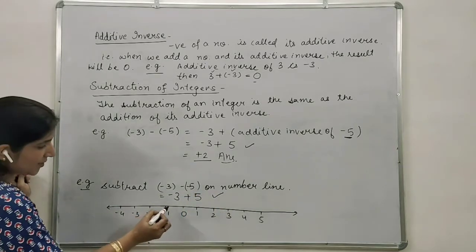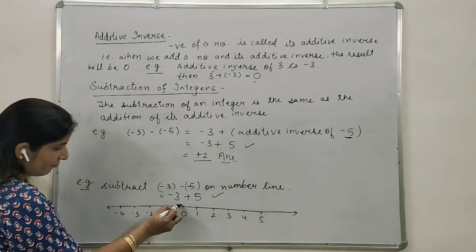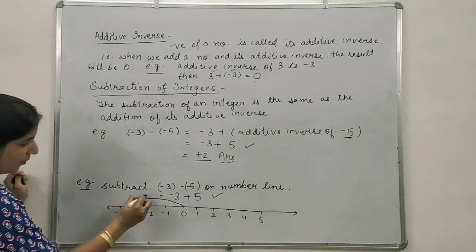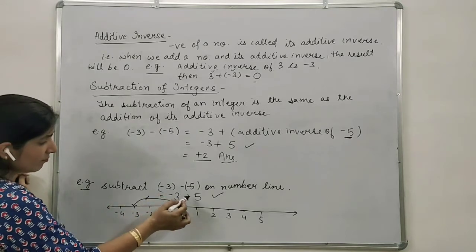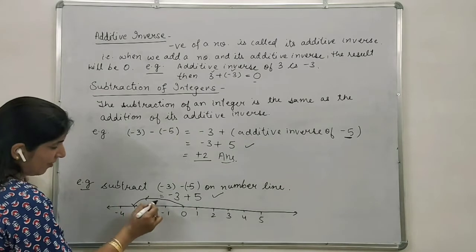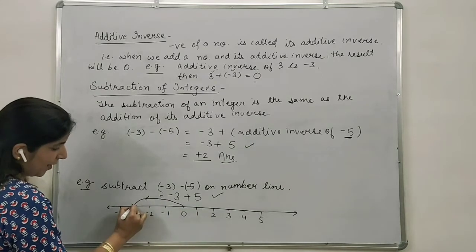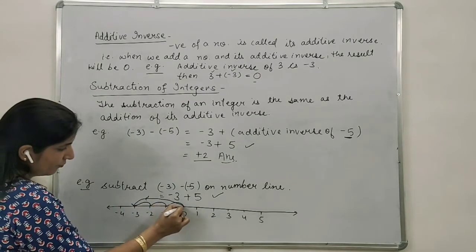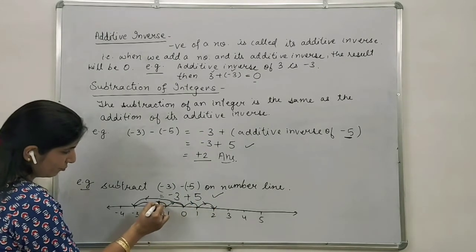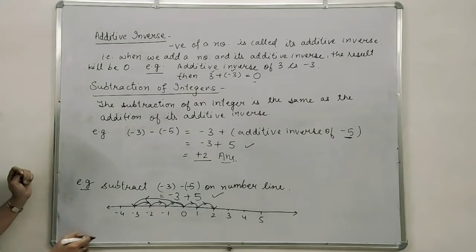How can we do this? First we reach minus 3 from 0. So where is minus 3? This is minus 3, you can see. Now plus 5. Plus 5 always means moving towards the right direction. So 5 steps to the right from minus 3. So 1, 2, 3, 4, 5. Again I am putting arrows to show that I have moved to the right side.